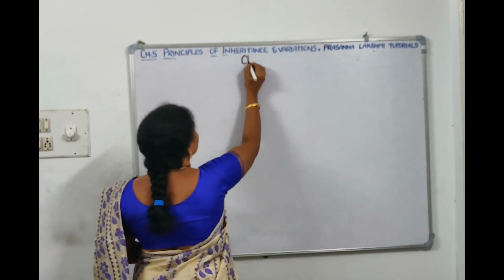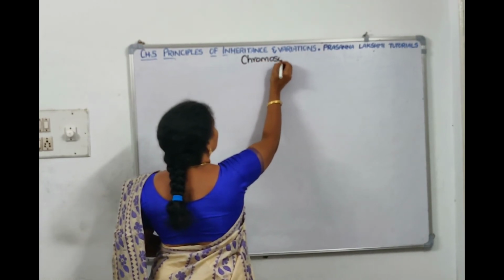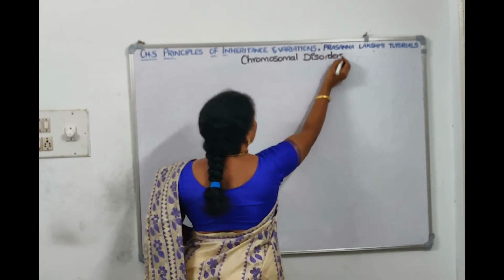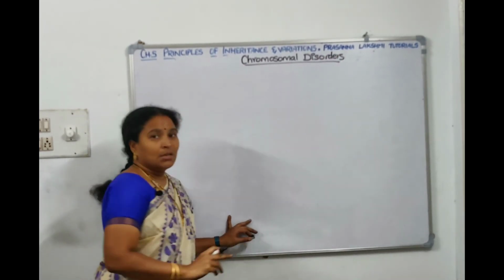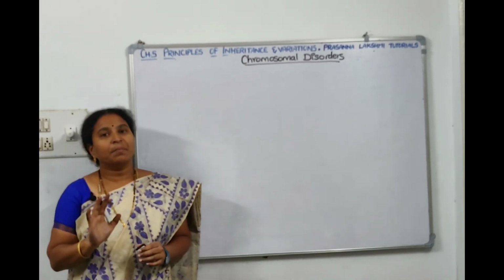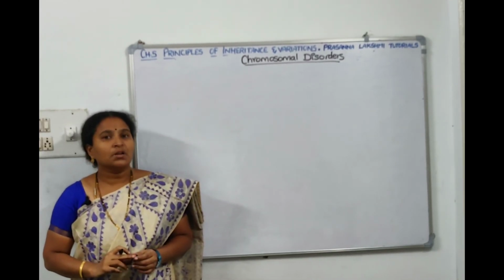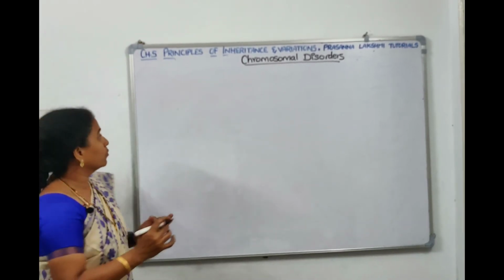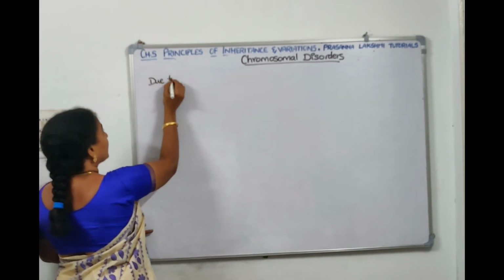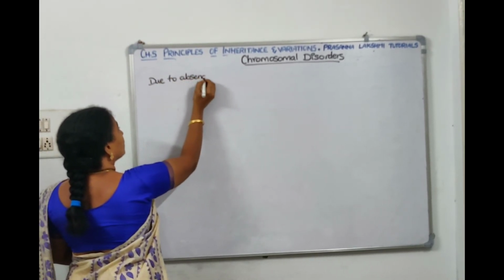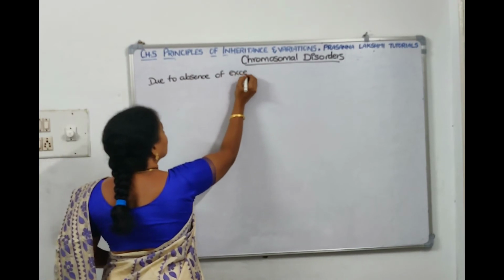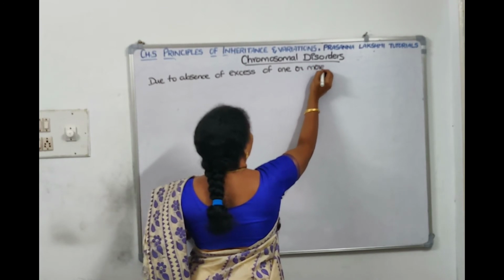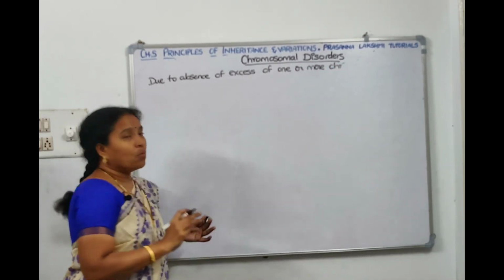So coming to chromosomal disorders, they are also called non-Mendelian disorders and they are not transmitted, so they cannot be predicted by pedigree charts. Now chromosomal disorder is due to absence or due to excess of one or more chromosomes. Now, how does it happen?